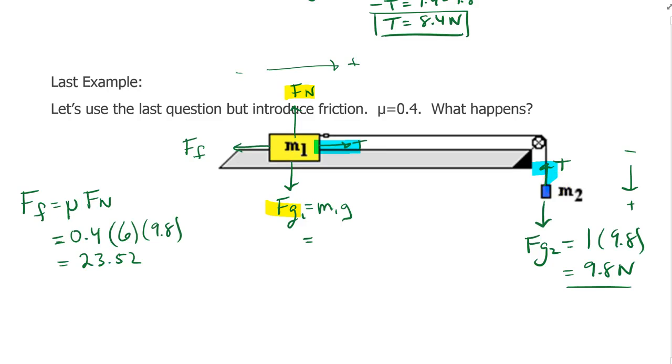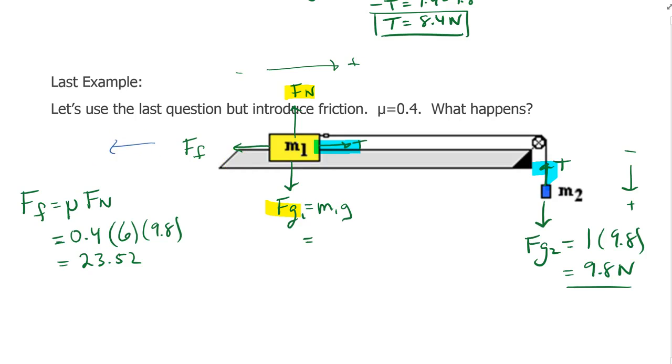So all we have left is this force of gravity number 2, which is 9.8 newtons, which is pulling them in the positive direction. Opposing it is a force of friction, which is 23.52. So which would win the battle, so to speak? This pulling down, this force of gravity number 2 of 9.8, or this force of friction of 23.52? According to the numbers, the force of friction would actually win, and it would accelerate this way.